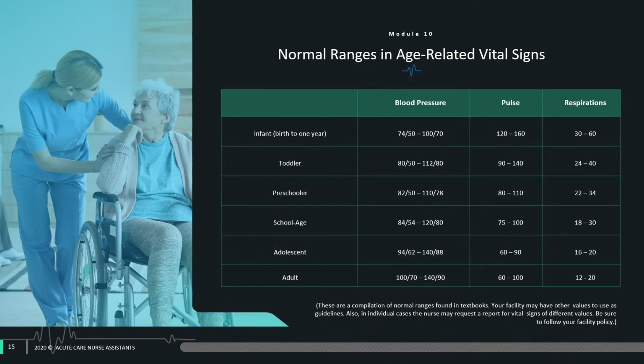Module 10. Normal ranges and age-related vital signs. This graph is a compilation of normal ranges found in textbooks. Your facility may have other values to use as guidelines. Also, in individual cases, the nurse may request a report for vital signs of different values. Be sure to follow your facility policy.